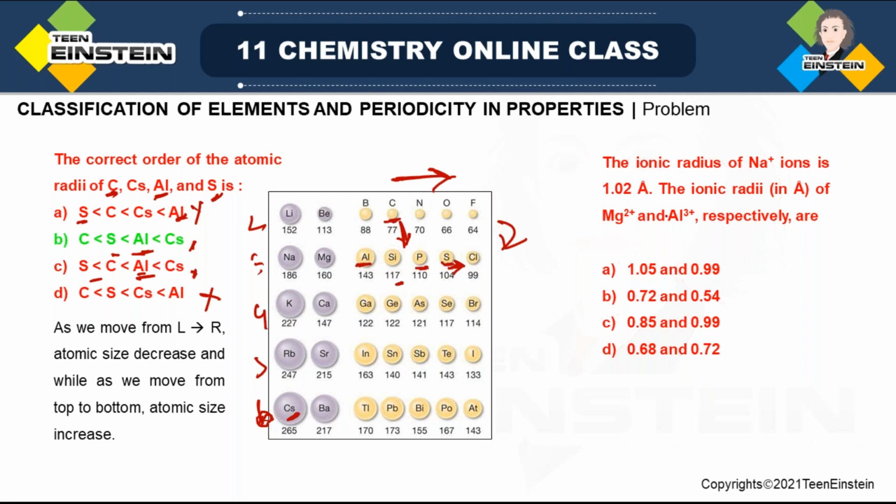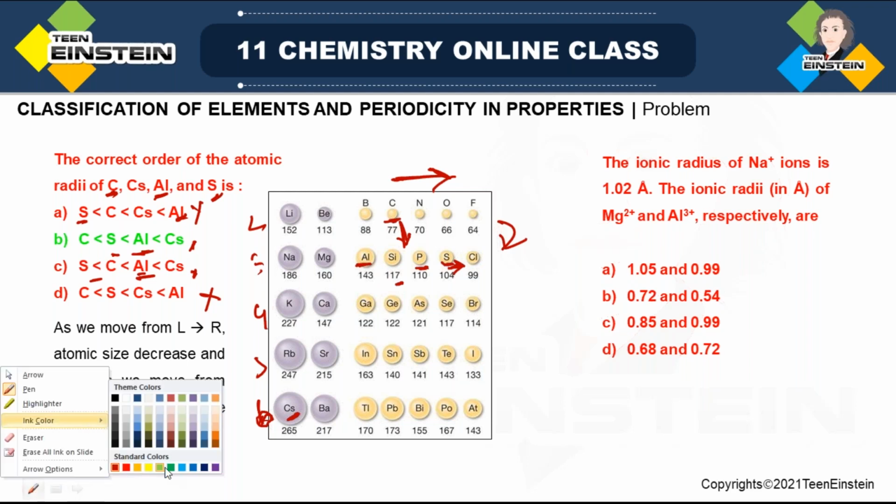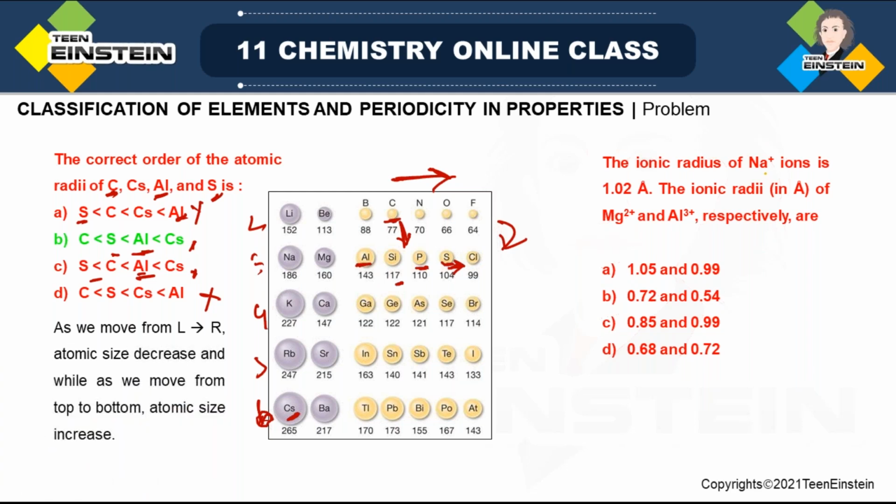This is very simple, and this is related to ionic radius. Ionic radius of Na plus ion is given, which is 1.02 in angstrom unit. Now it is asking, what about Mg2 plus and Al3 plus? Now it is true that they are not in the same group, but still you can compare. How? Because when it is sodium plus, it is basically 10 electron. When it is Mg2 plus, again it is 10 electron. When it is aluminium 3 plus, this is also 10 electron. Remember, they are actually isoelectronic species. Aluminium atomic number 13, but 3 electron removed, so it is also 10.